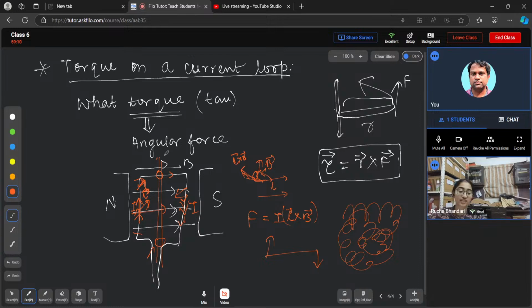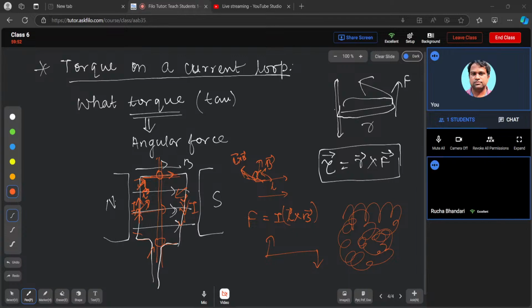Then you may think, what about the current here? It's also flowing, but it is parallel to B. That means sine theta, sine 0, is zero. So no force acts on the top and bottom, and they are not helping the rotation. The rotation is produced by the left and right sides, so the coil gets a torque.